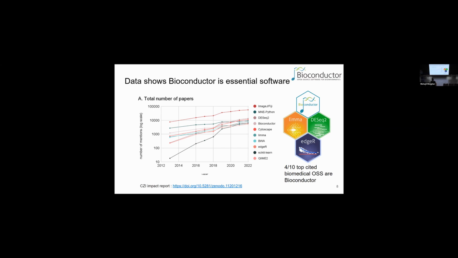From CZI, when they did a survey of the entire published literature to identify the most impactful open source software in science, 4 of the top 10 most mentioned software in the entire life science published literature were in Bioconductor.